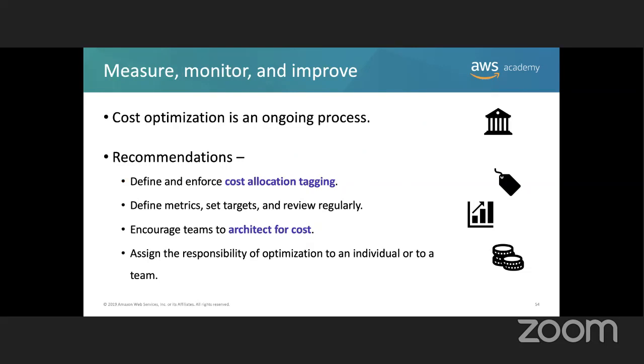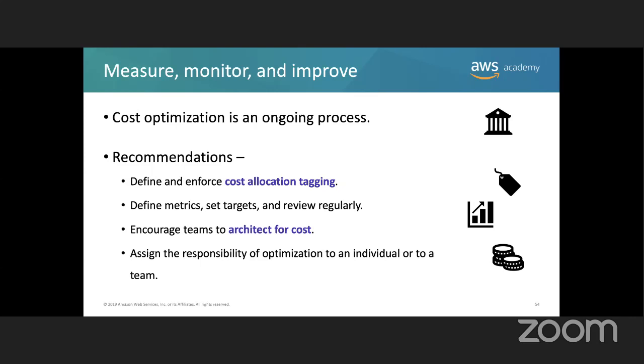With measure, monitor, improve, your cost optimization is an ongoing process. You are constantly looking for ways to save money. You may find ways to save money along the way. That's what I said before. Enforce allocation tagging. You can create policies that force tagging on services. Why? Because you can identify them faster, and then you can see by tag how much you're being charged per service. You can define metrics, set targets, and review regularly.